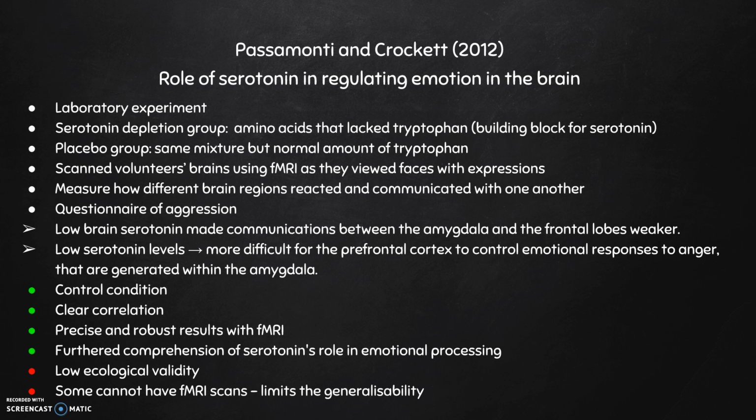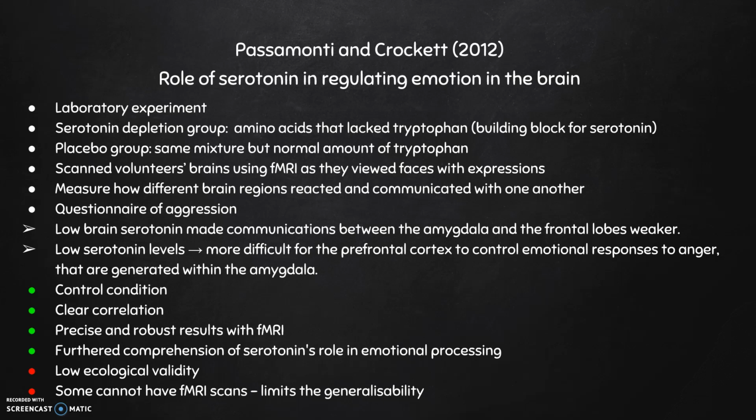Furthermore, a questionnaire was distributed to determine if the participants had a natural tendency to behave aggressively. Low brain serotonin made communication between the amygdala and the frontal lobes weaker, and this was even more pronounced in individuals with a natural tendency to aggression. So the researchers concluded that low serotonin levels make it more difficult for the prefrontal cortex to control emotional responses to anger that are generated within the amygdala.